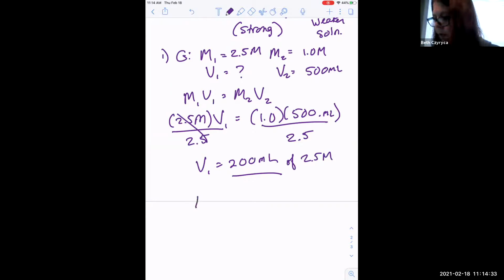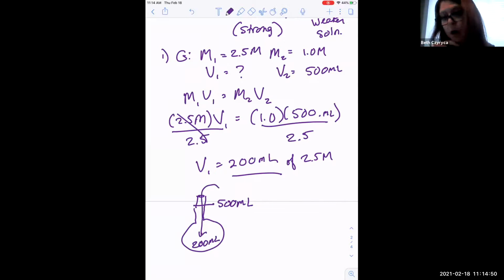Now, when we put that into the volumetric flask, and we pick up a volumetric flask that has a 500 mark on it, we pour in 200 milliliters of the stock solution. How much water do we need to add?